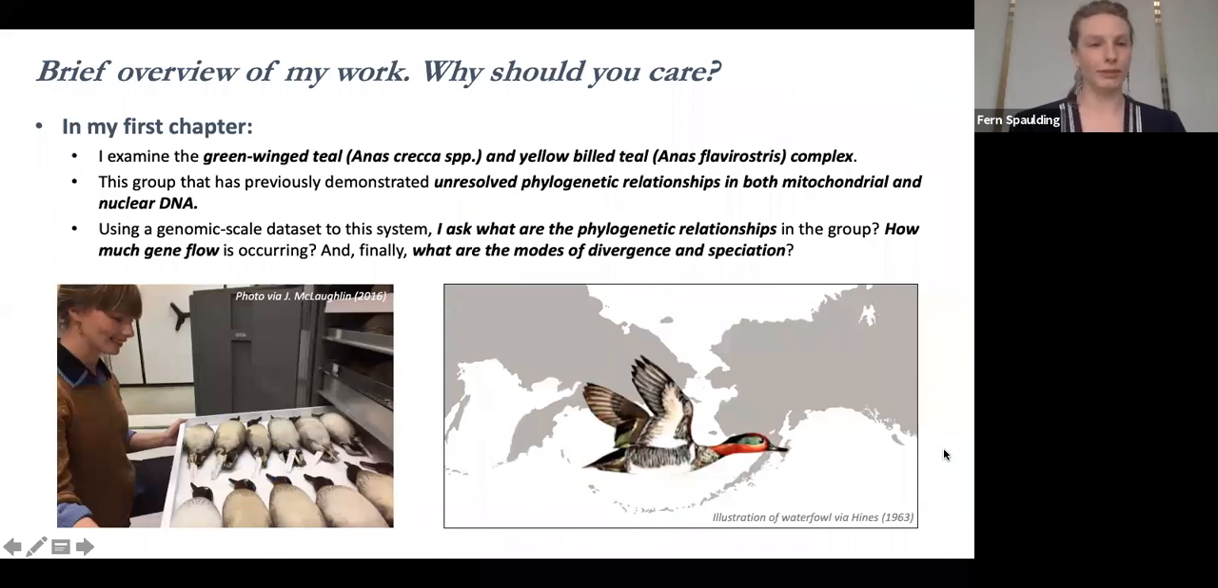So a brief overview of my work, and specifically an overview of my chapter 1. My first chapter examines the green-winged teal and yellow-billed teal duck complex. This group previously has demonstrated unresolved phylogenetic relationships in both mitochondrial and nuclear DNA. And so bringing a genomic scale data set to this complex, I ask 3 questions. First, what are the phylogenetic relationships of the group? How much gene flow is occurring? And what are the modes of divergence and speciation occurring in this group?